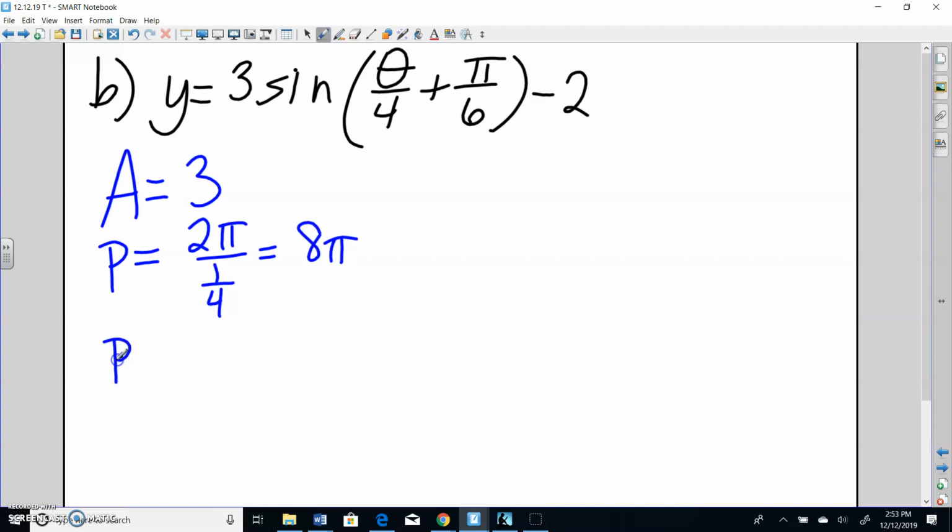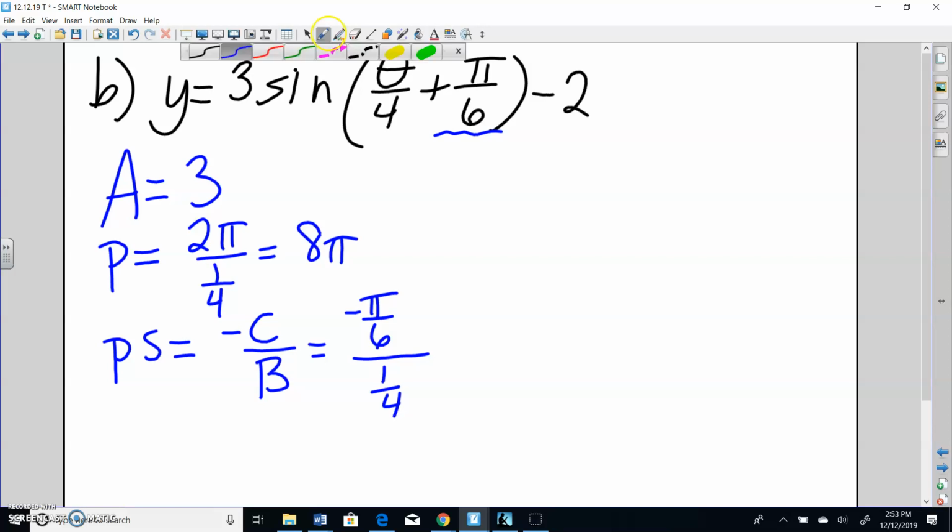Phase shift, we take the opposite of c over b. C is a positive pi over 6, so we're going to make that a negative pi over 6. And then we said b was a 1/4. Yep, because that'll be like multiplying by 4 over 1. And then we'll be able to reduce that to 2 and 3. And yes, it will be negative. So the phase shift is a negative 2 pi over 3.